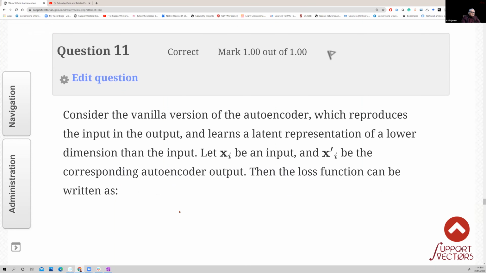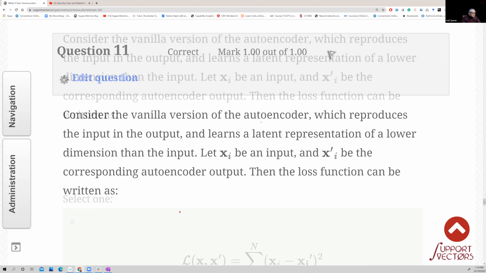Next question: consider the vanilla version of the autoencoder. See, often I use the word vanilla or the direct version. What it means is the autoencoder is a whole subfield now. People have created so many variations and subtle changes to the autoencoders that you almost feel compelled to use the word vanilla version when you mean the simple one, the way you learn it first before you throw in everybody's own special variation.